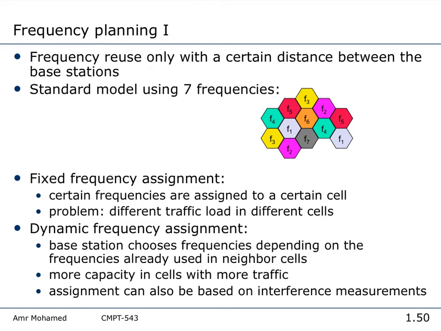So by increasing the number of cells, we need more frequency ranges, and that will create some congestion in the overall spectrum. So we need some frequency reuse type. So we have two types of frequency reuse. Either we make this frequency reuse assignment fixed, which means that we say, okay, this is F1 and F2 here, F3 here, 4, 5, 6, 7, and so on.